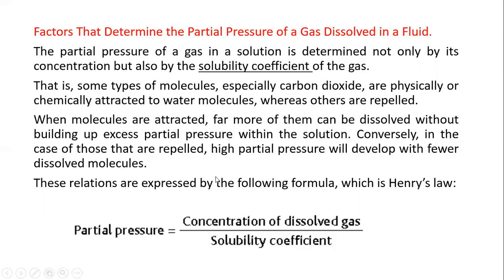These relations are expressed by the following formula, Henry's law: partial pressure equals the concentration of the dissolved gas divided by the solubility coefficient. What does this equation mean? The higher the solubility coefficient, the lower the partial pressure we need, and CO2 is an example of this. The lower the solubility coefficient, the higher the partial pressure we need for the gas to become dissolved.